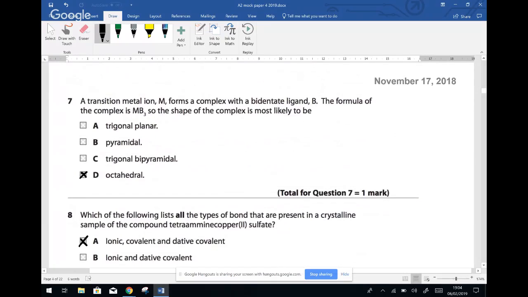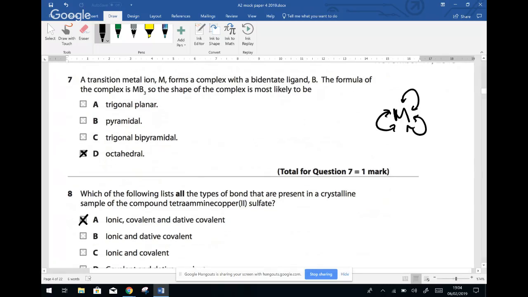Next, a transition metal ion M forms a complex with a bidentate ligand. Okay, so straight away we can go M, bidentate, bidentate, bidentate. We've seen these pictures before. The formula of the complex is MB3. Makes total sense. So the shape of the complex is most likely what? It's a trap question. They're wanting you to drop into trigonal planar, and of course it's not. It's octahedral because we have got 6 coordinate bonds being formed. We're still going to be an octahedral complex.